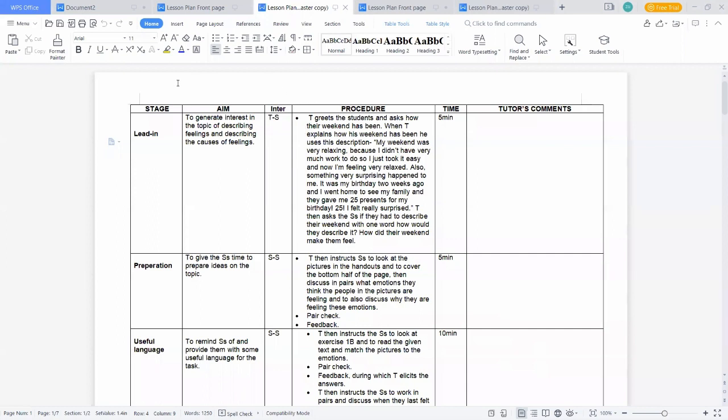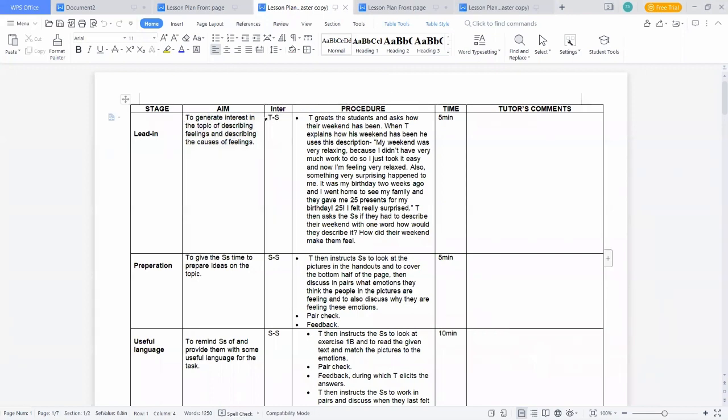You should always also ask the question, how will this activity or stage affect my students' English learning? If you can think about that, it will help a lot. Okay, so then we move on.